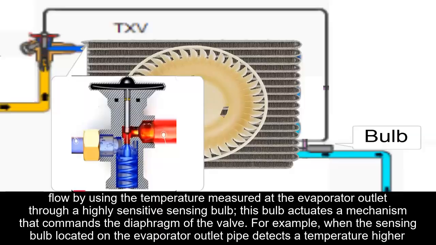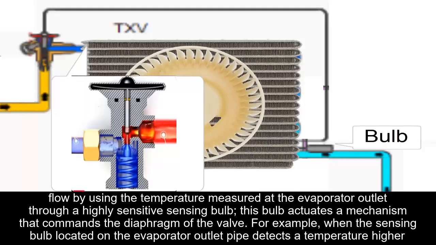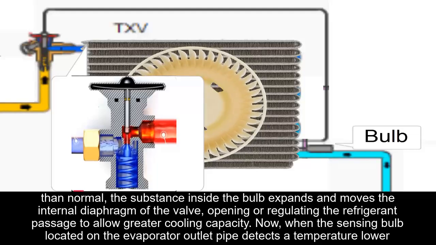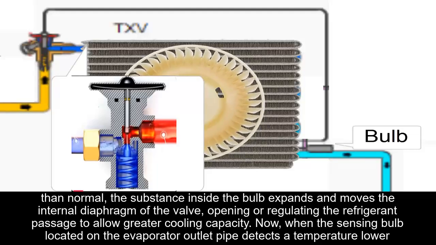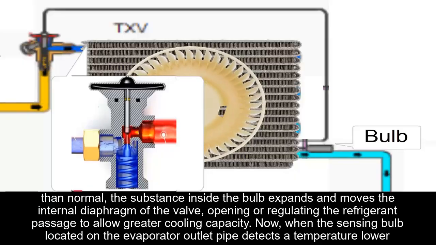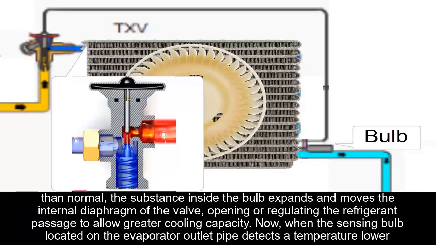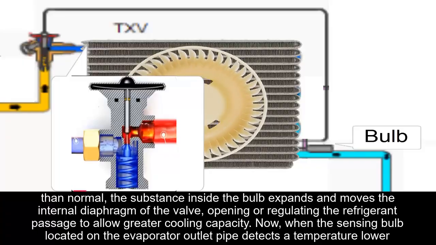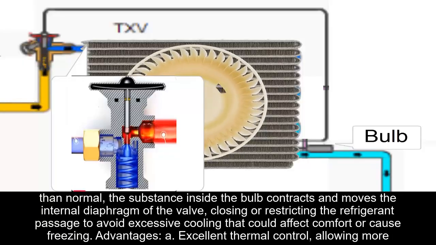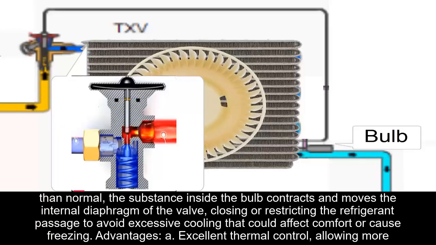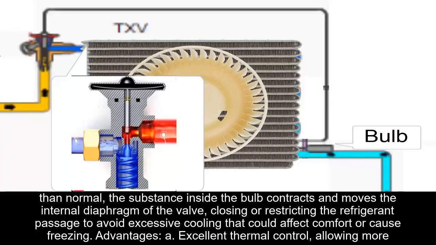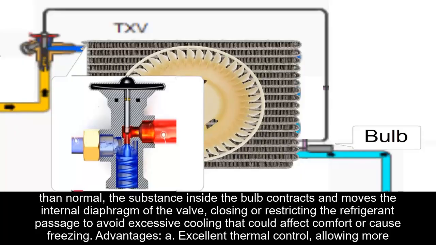For example, when the sensing bulb located on the evaporator outlet pipe detects a temperature higher than normal, the substance inside the bulb expands and moves the internal diaphragm of the valve, opening or regulating the refrigerant passage to allow greater cooling capacity. Now, when the sensing bulb located on the evaporator outlet pipe detects a temperature lower than normal, the substance inside the bulb contracts and moves the internal diaphragm of the valve, closing or restricting the refrigerant passage to avoid excessive cooling that could affect comfort or cause freezing.